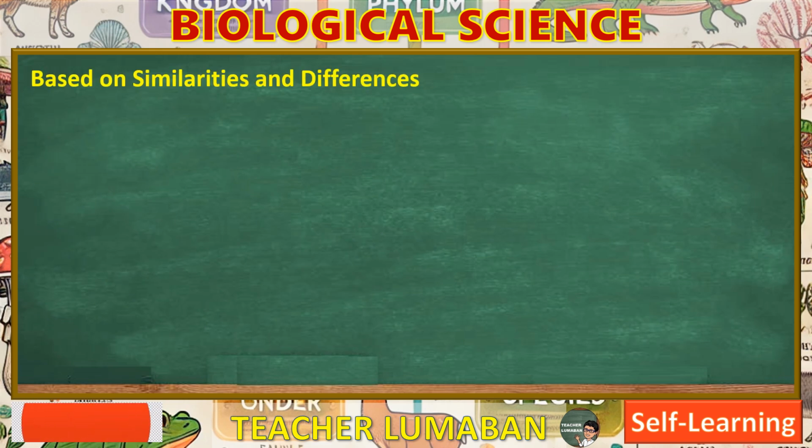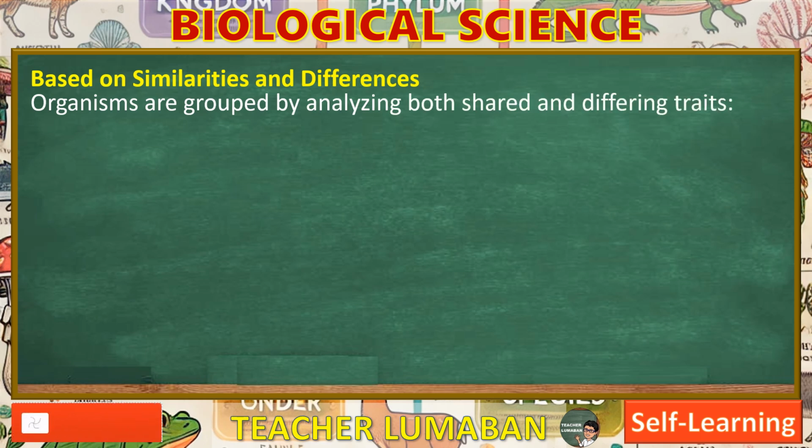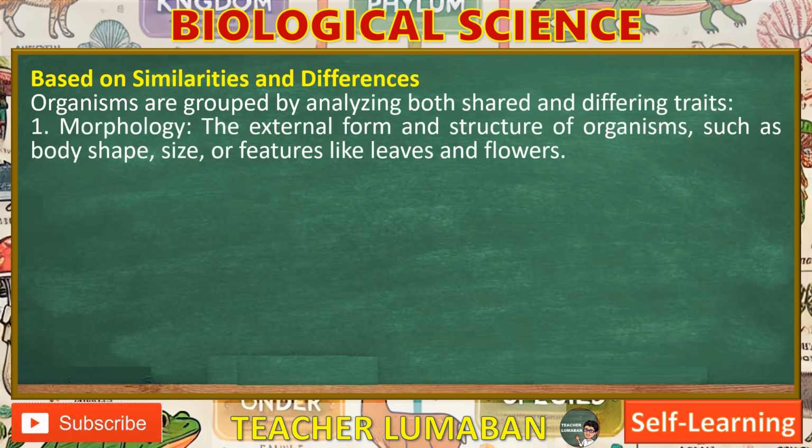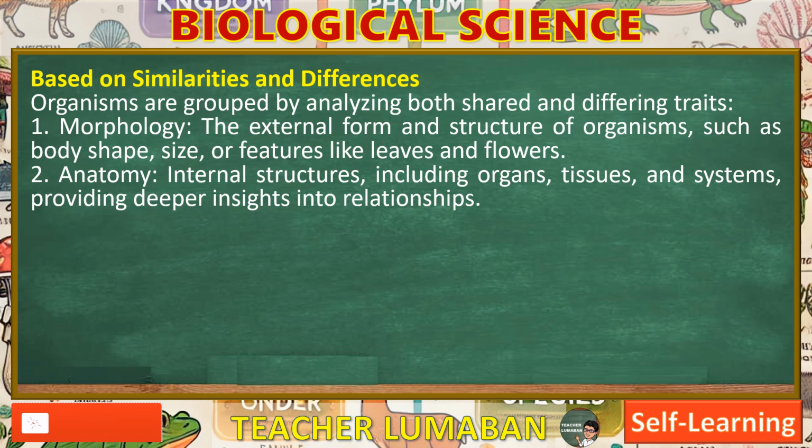Based on similarities and differences. Organisms are grouped by analyzing both shared and differing traits. 1. Morphology, the external form and structure of organisms, such as body shape, size, or features like leaves and flowers. 2. Anatomy, internal structures, including organs, tissues, and systems, providing deeper insights into relationships.